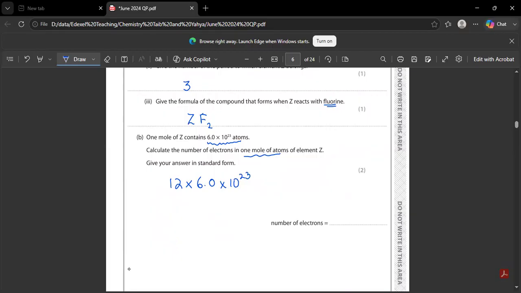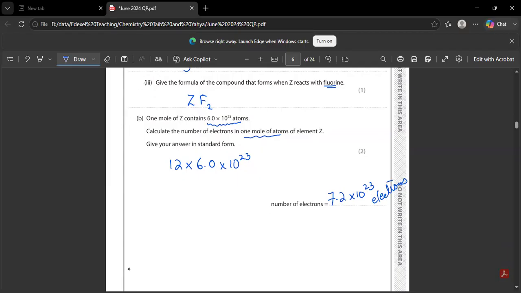Now, if you can tell me the answer, 6 times 12 is going to be around 72, right? 7.2 times 10 to the power 24 electrons. Okay, 10 to the power 24. Oh, 24. Thank you.